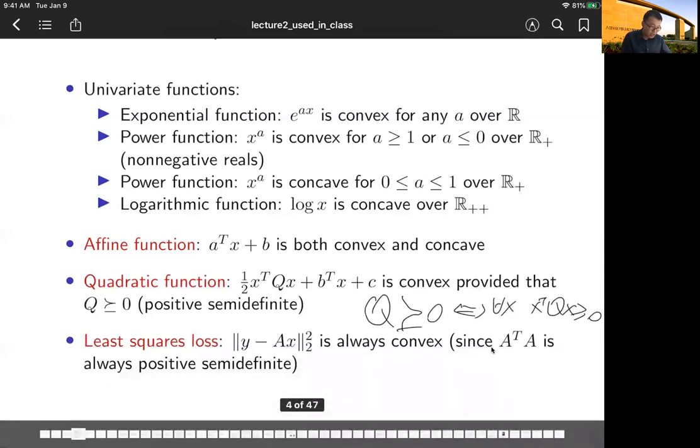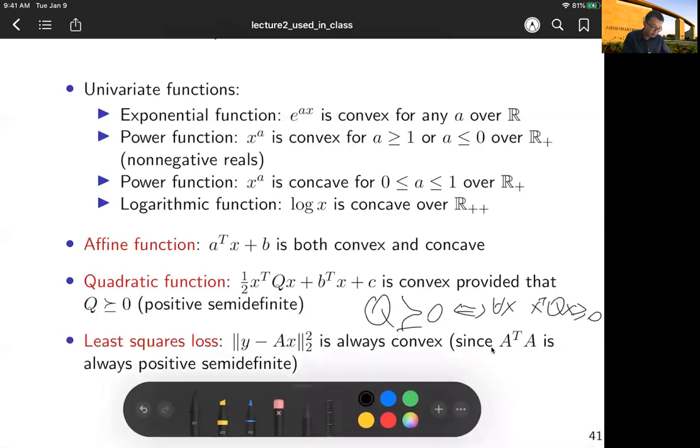Least squares function is a particular quadratic function because if you expand it, you end up getting x transpose A x plus y transpose y minus the cross terms, which gives you 2 times y transpose A x, right?